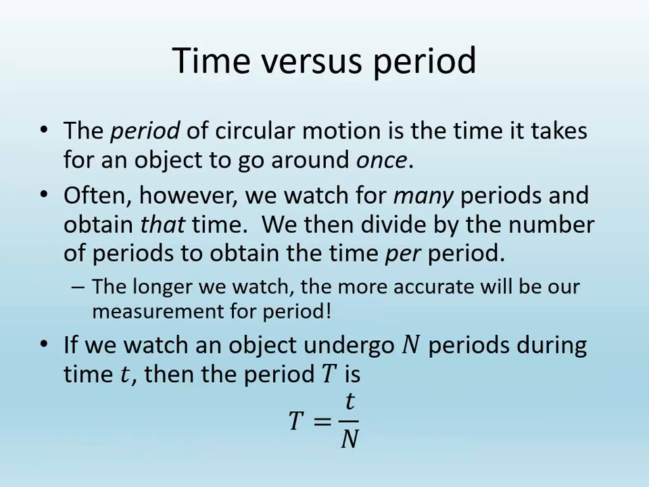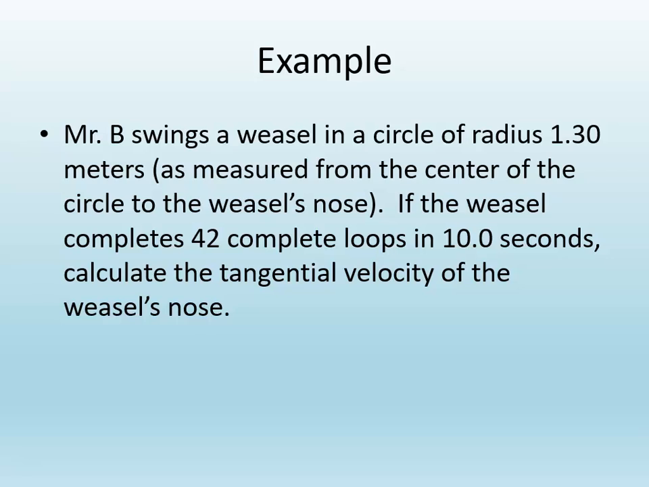Now, time versus period, we already kind of introduced this a little bit, but we're going to end up coming across this in an example in a little while. The period for just any sort of cyclical motion can be thought of as the total time divided by the number of cycles during which you were watching.